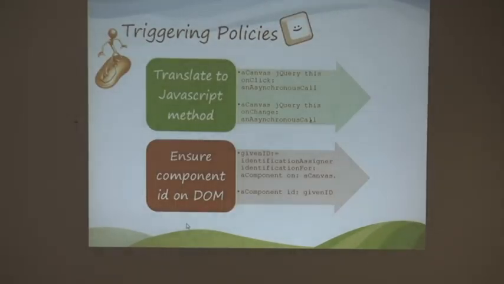Then you have the triggering policies. What they do is they just translate to a JavaScript method, for instance the onClick, and they wrap all the knowledge there. So if you have a click triggering policy, eventually it will say to the canvas jQuery this onClick and something that will be the core. Also, the triggering policy will ensure that interactive components will have an ID, and you won't have to worry about that little detail in JavaScript. It will have an identification assigned and work with the canvas to get IDs.